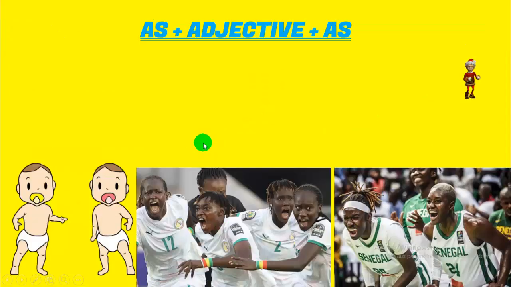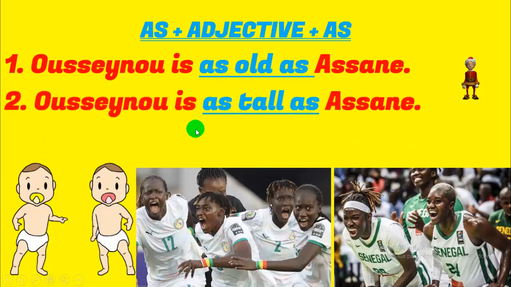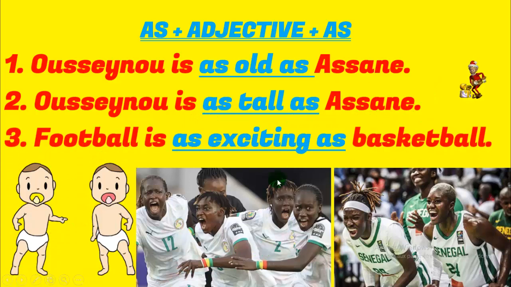And in this case, the formation is as plus adjective plus as. Usainu is as old as Hassan, for example. Usainu is as tall as Hassan. And here, as you can see on the picture, football is as exciting as basketball, and it is my opinion. So as plus adjective plus as to form the comparative of equality.